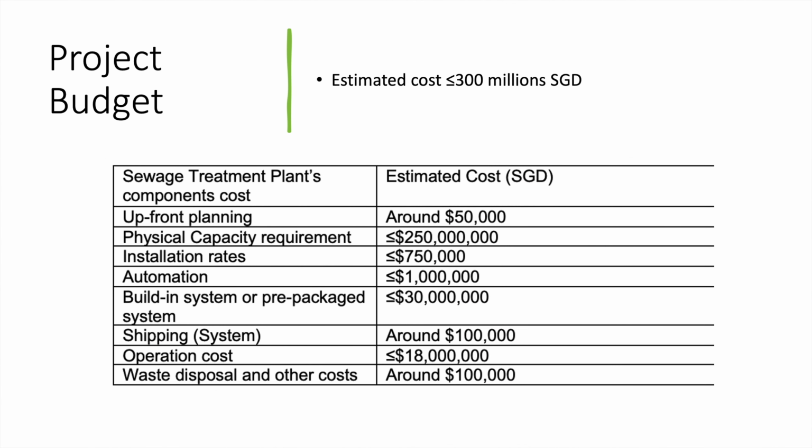And component costs for our project budget include upfront planning, physical capacity requirements, which vary with the size of the systems, and also the installation rates and automations to eliminate human errors, payment system or prepackaged system which require shipping fees, and daily operation costs, waste disposal, and other costs too. So our entire project estimated cost is less than or equal to 300 million SGD.